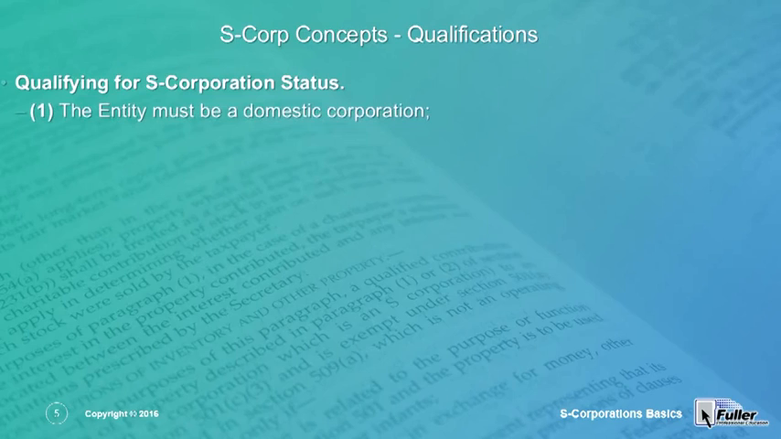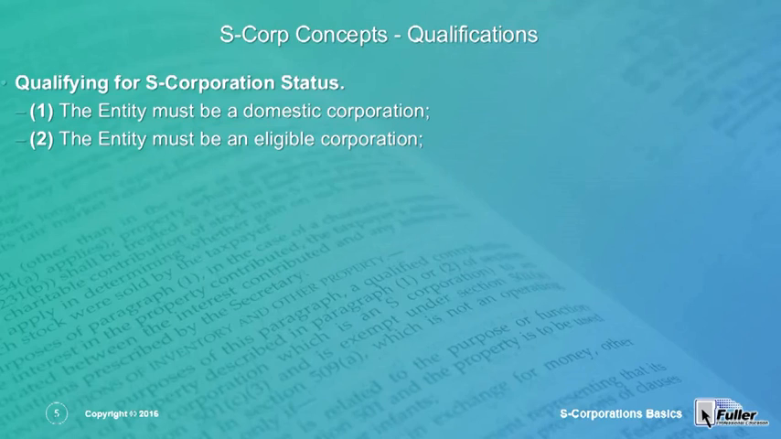So this is at the entity level. Foreign corporations can't file S elections and be S corps. The entity must be an eligible corporation. There are certain types of corporations that are ineligible, like insurance companies, and I believe publicly traded companies can't be S corps. There may be other restrictions, but those are just the two that I'm aware of.